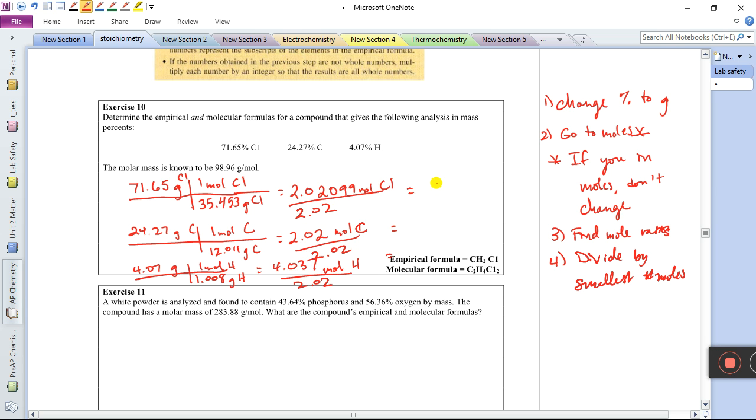So 2.02 divided by 2.02 is going to be 1, 1, 2. Okay, how close to 2 is it? 1.9985. That's okay. If you're within a tenth of being a whole number, you can safely round. If you are more than a tenth away, you probably need to multiply. In AP, it will not always work out nicely. You may have to multiply by weird numbers.